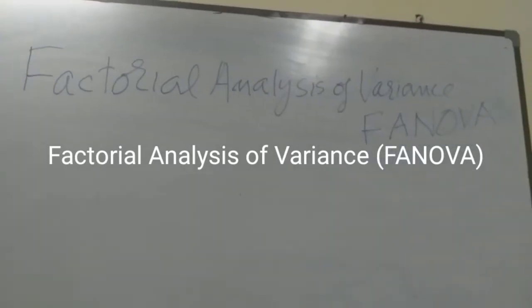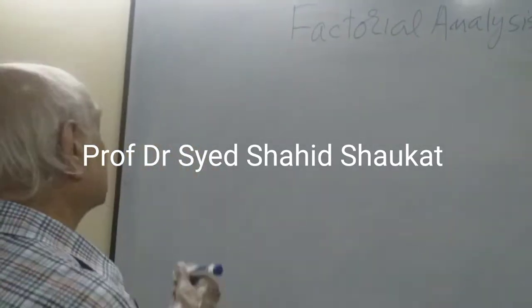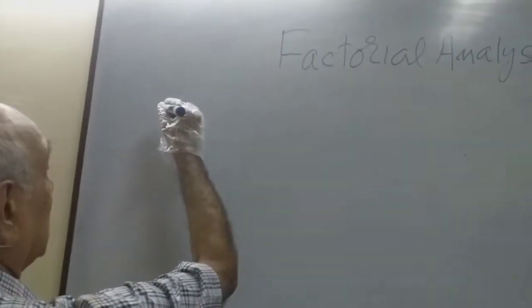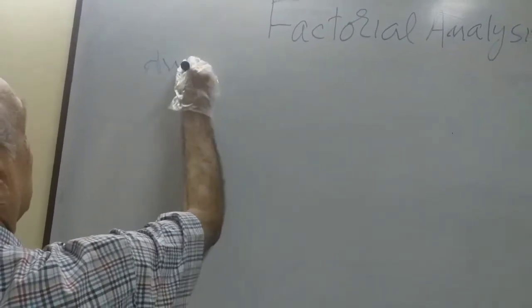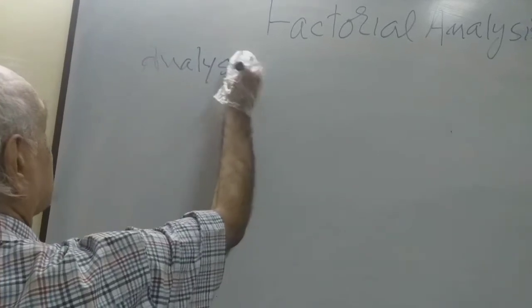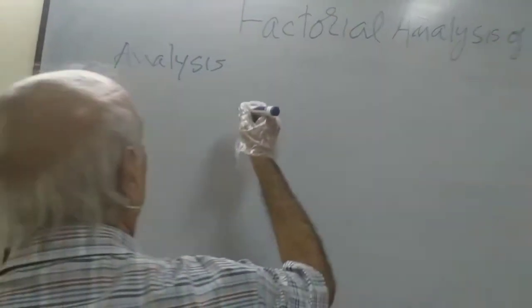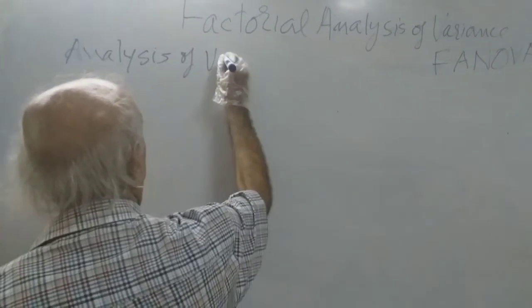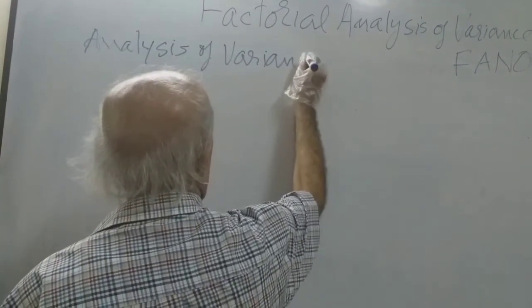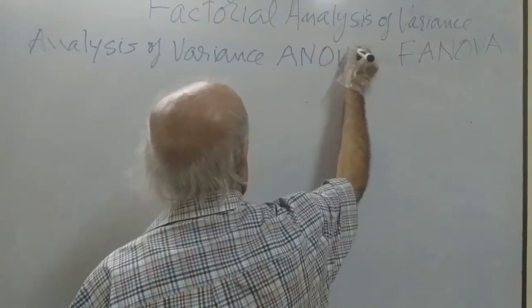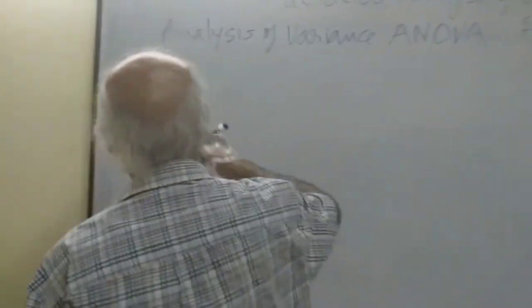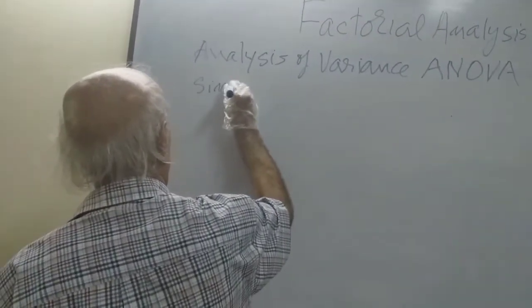Today's lecture is about factorial analysis of variance or FANOVA. Before I start explaining FANOVA, let us see what is simple analysis of variance or ANOVA. What is analysis of variance? Denoted by ANOVA. In ANOVA there is only a single factor, also called a treatment.